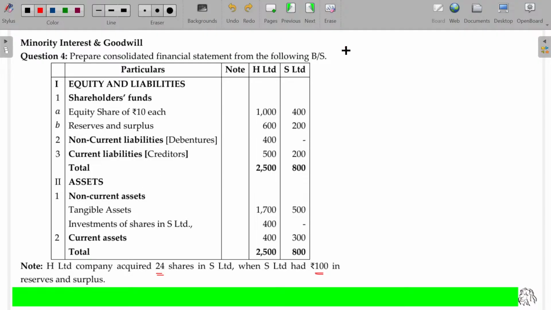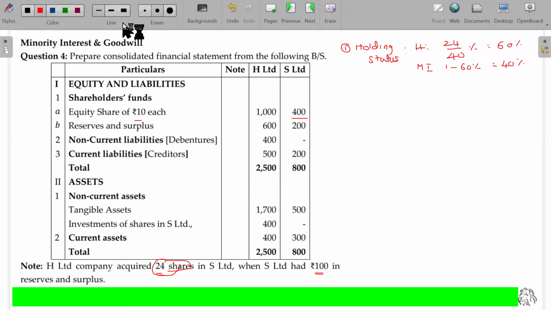We'll start with the first one, holding status. For the holding company, they acquired how many shares? 24 shares. How many shares are there? 400 rupees, 10 each means 40 shares. So 24 shares held out of 40, then 60%. Then the remaining, 1 minus 60%, 40% is held by the outsider, called minority interest.